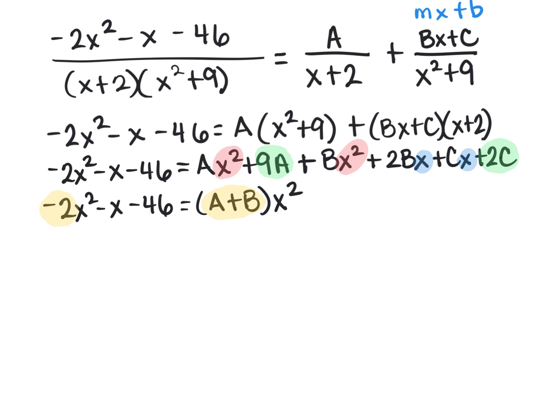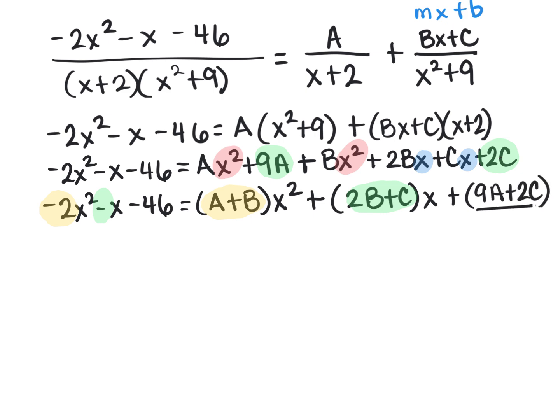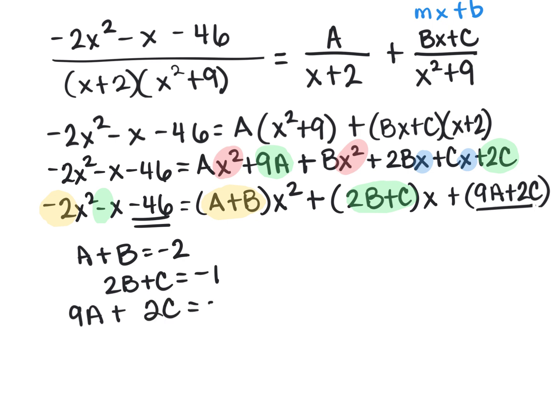Then we collect our x terms, which is going to give us 2b plus c in front of x, which will be equal to -1. And then lastly, we're going to take our constant terms together. So that is going to be 9a plus 2c. And of course, my constant is equal to -46. So this one's a little bit longer. All right, you have a plus b is equal to -2. You have 2b plus c is equal to -1. And then we have 9a plus 2c is equal to -46.